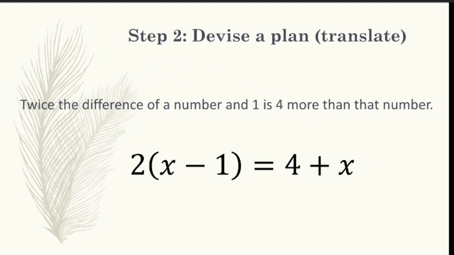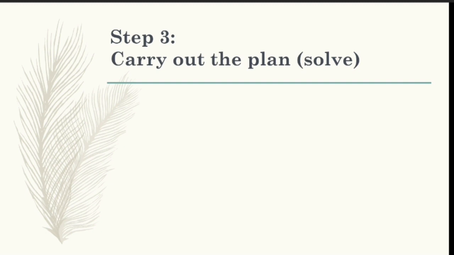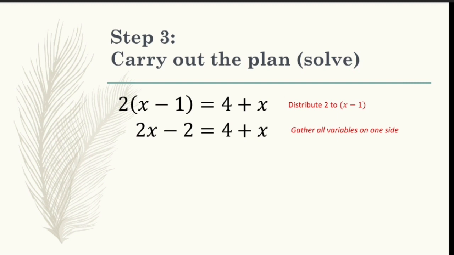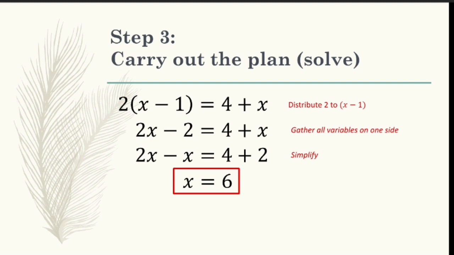Third, carry out the plan. So you have to solve. We go back to the equation we came up with. Distribute 2 to x minus 1. So we have 2x minus 2 equals 4 plus x. Gather our variables on one side: 2x minus x equals 4 plus 2. Simplify. So x is equal to 6.